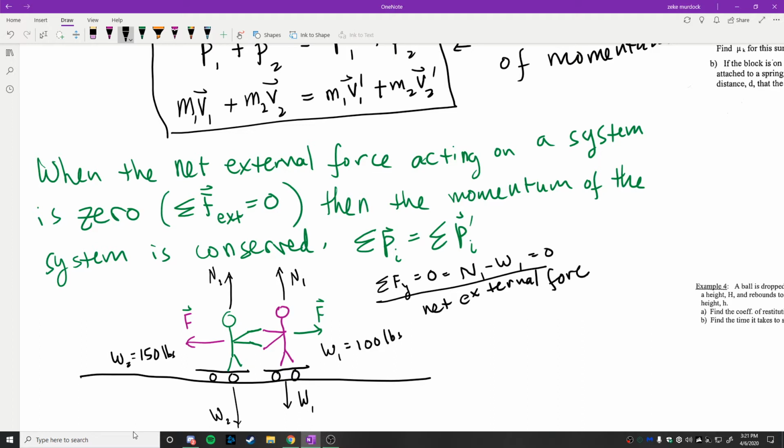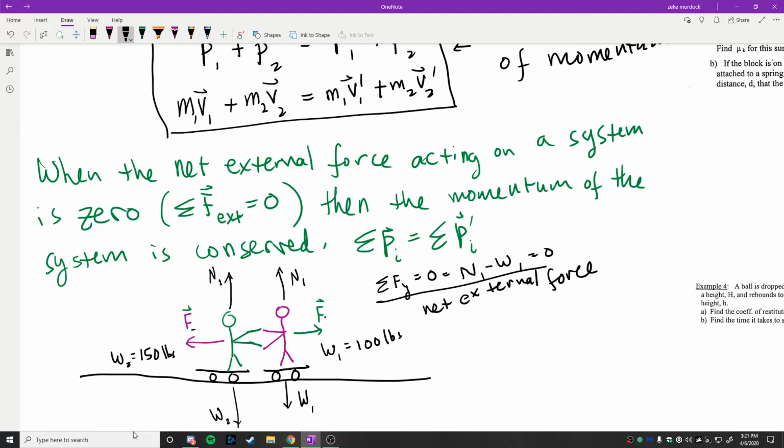Does that make sense? The net external force is 0. It doesn't mean that this force is 0 or this force is 0. Those have values, but they're going to be equal and opposite because it's two people pushing off of each other. In this system, momentum would be conserved, okay? The masses and the difference in weights will affect the velocities before and after the collision.